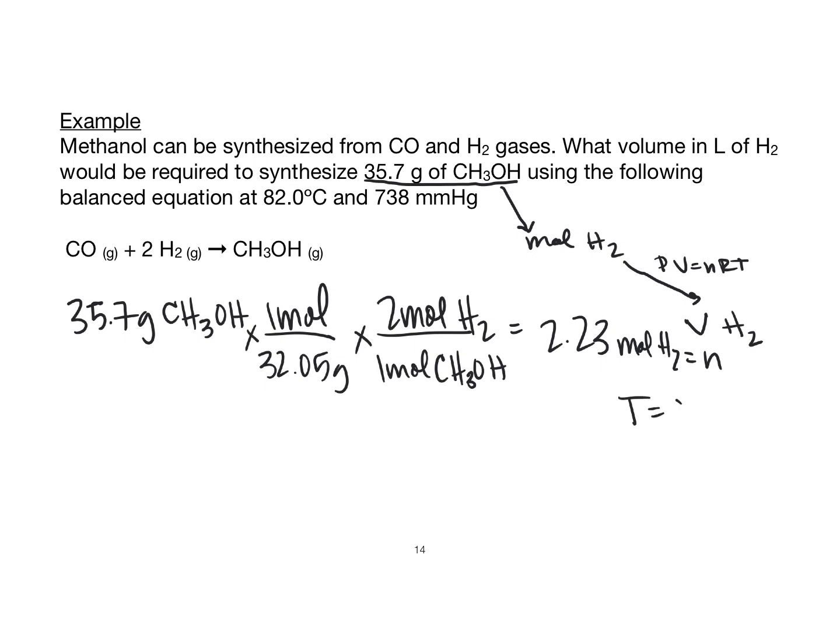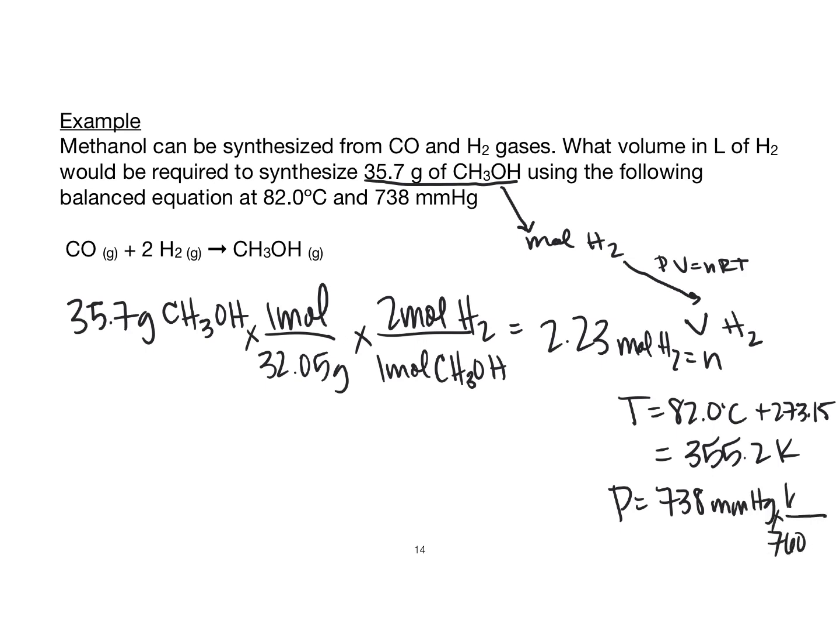So we know that the temperature is 82.0 degrees Celsius plus 273.15, and that's going to give us 355.2 Kelvin. And then we also know that our pressure is equal to 738 millimeters of mercury. We're going to divide that by 760 in 1 atmosphere, and that gives us 0.971 atmospheres.